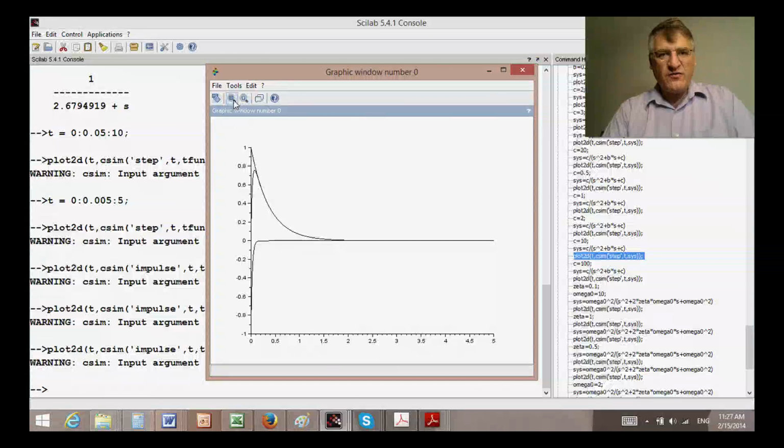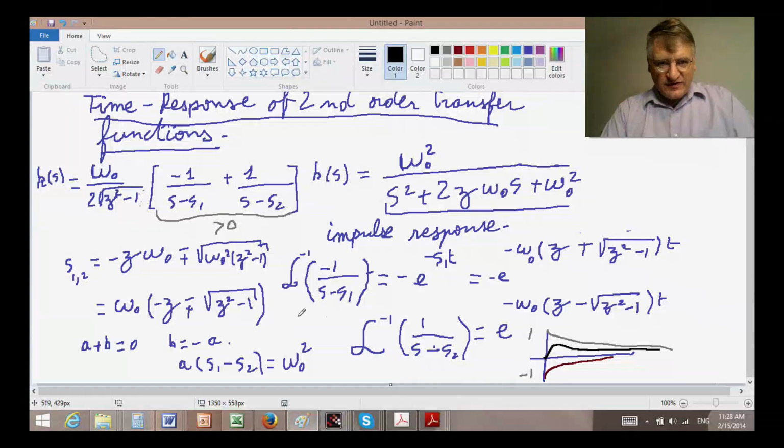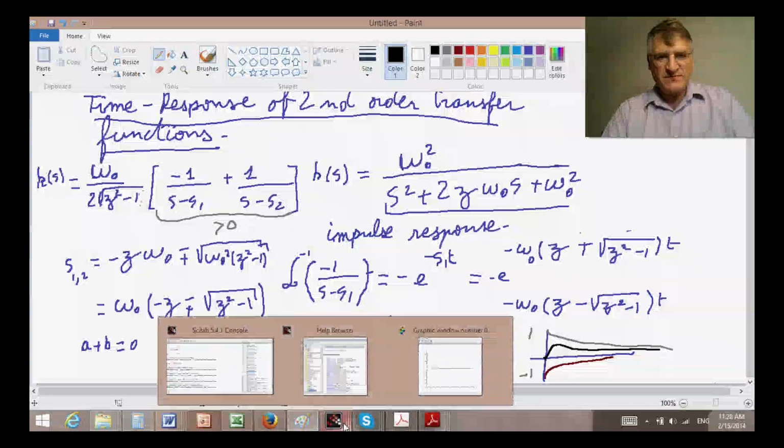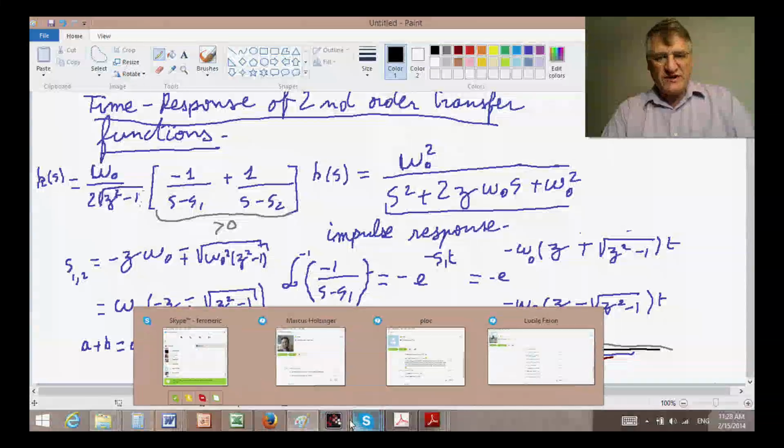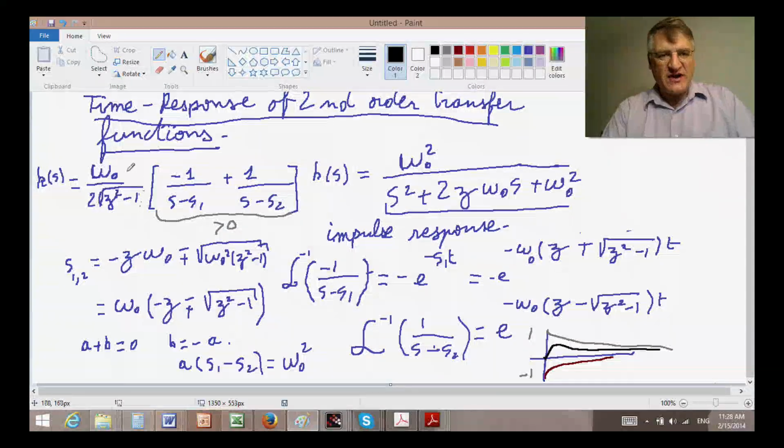We can hopefully zoom in. Let's see what happens. Something is not clear. Okay, forget about zooming in. Okay, now, is this the real transfer function? No. Because we then need to multiply it by ω0 divided by 2 zeta squared minus 1. Okay? So we're going to say that the impulse response scales up to this.